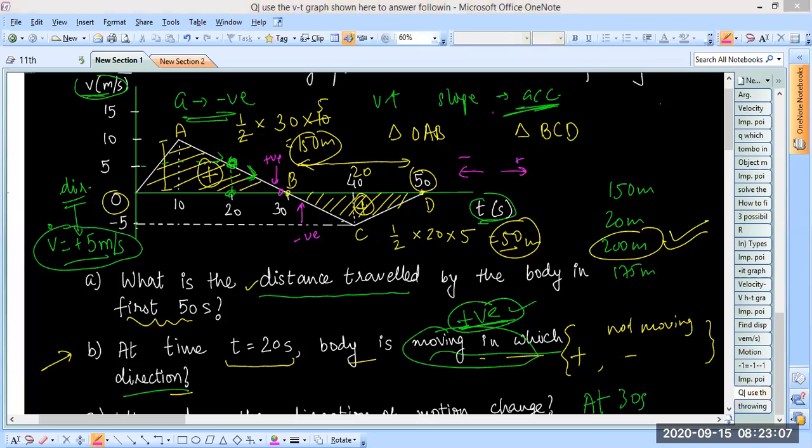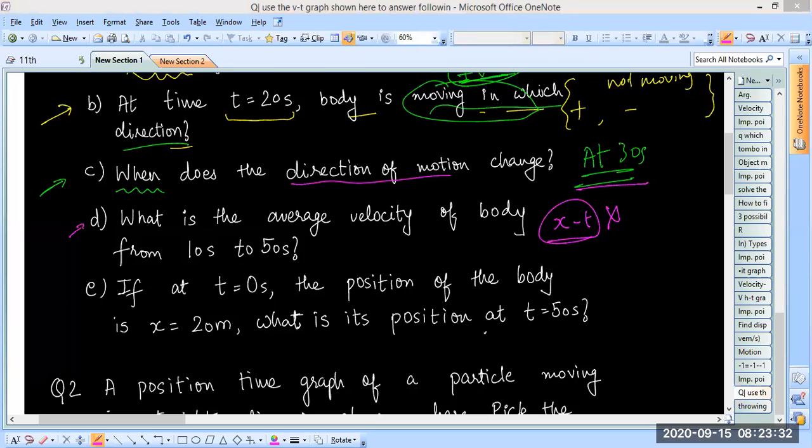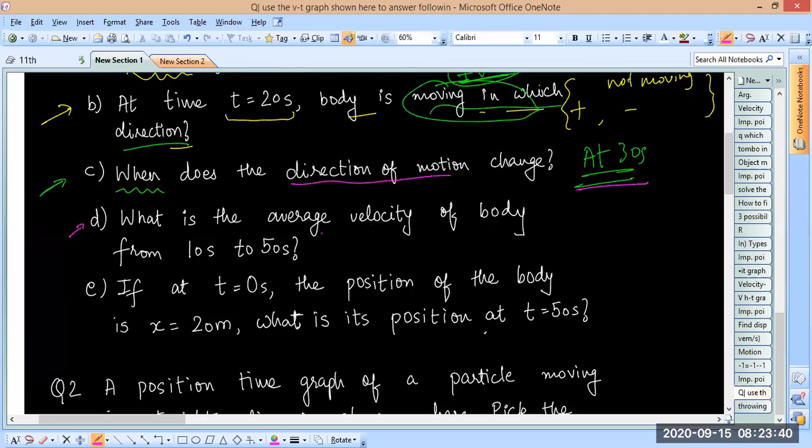Okay, now let's see. First of all, people, listen to this carefully. This is not an xt graph. I'm sure you all understand that. This is a vt graph. So for a vt graph, if you want to find average velocity, you don't really have a choice. You just have to go by the basic formula only.